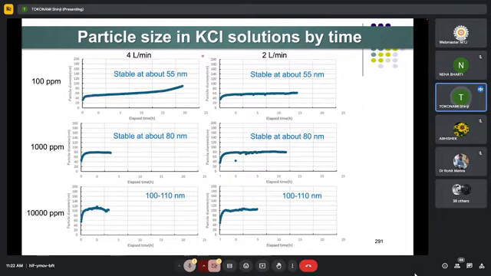We also checked a different solution with potassium chloride. So you can see 100 ppm, stable at about 55 nanometers. 1000 ppm, stable at about 80 nanometers. If we took a higher concentration, the performance was not stable.